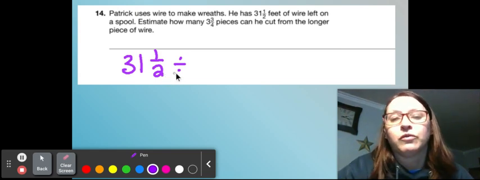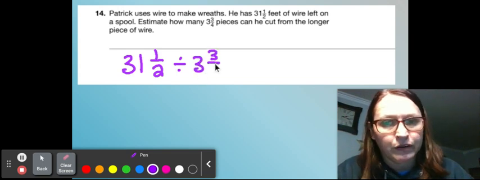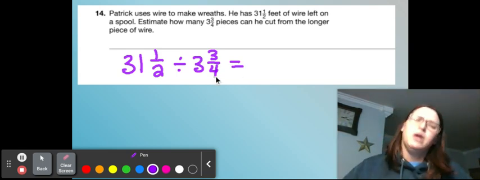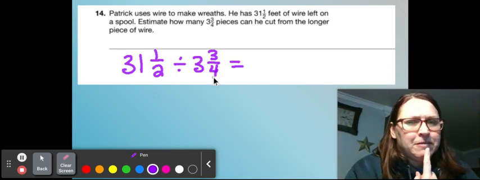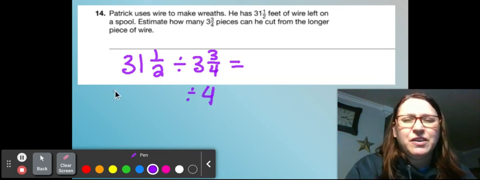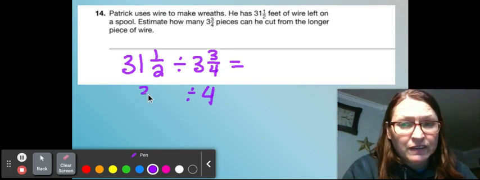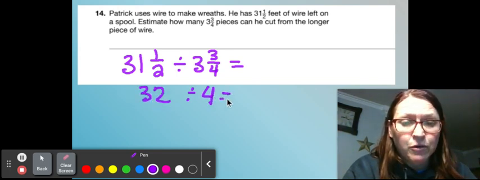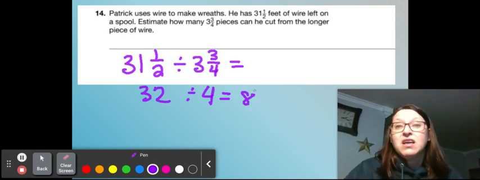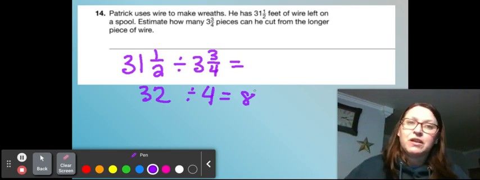Estimate how many 3 3/4 pieces, so I'm dividing by 3 3/4, he can cut from the longer piece of wire. Well, I'm looking at 3 3/4 and I'm thinking, that's really close to 4, so I'm going to round it to 4. 31 and a half, well, 4 goes into 32. 4 times 8 is 32, so I'm going to do 32 divided by 4 equals 8. So I'm assuming that he can probably cut 8 pieces of wire from that spool.